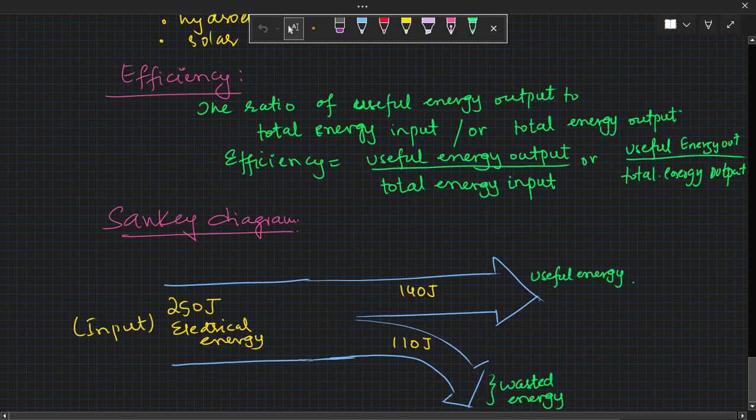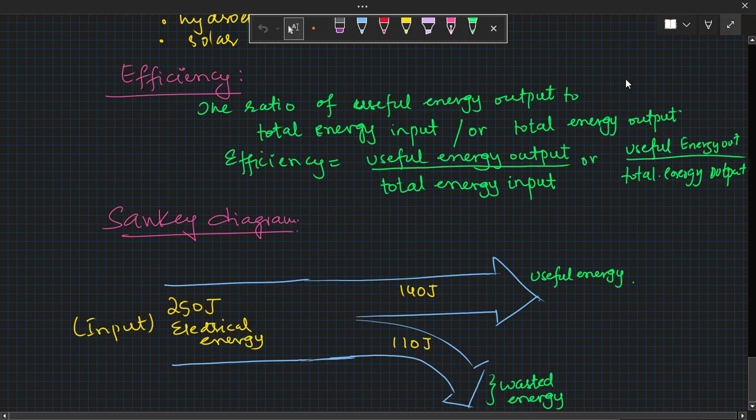After that, we also went through the Sankey diagram that shows the flow of energy from input to output, and the wasted energy that we do not want. Wasted energy is the energy that we do not want, so it is represented like this curve. So this is all that we did in syllabus coverage session one.